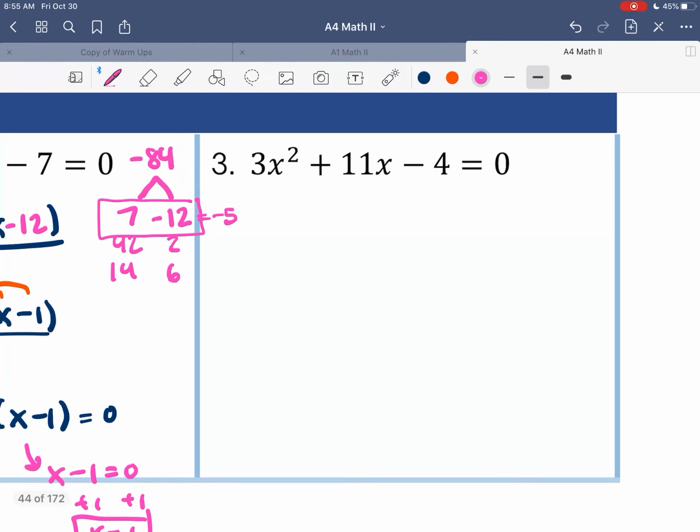Okay, last one. A times c on this one is 3 times negative 4, which makes negative 12. 3 and 4 make 12. 6 and 2 make 12. 12 and 1 make 12. 12 and 1 work. If we make the 1 negative, it will add to 11.